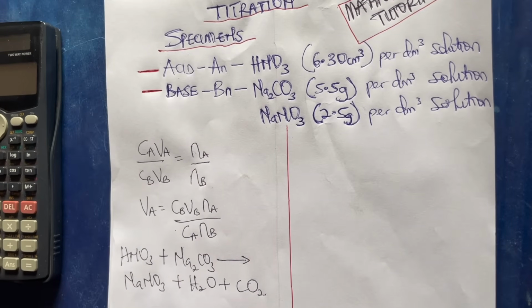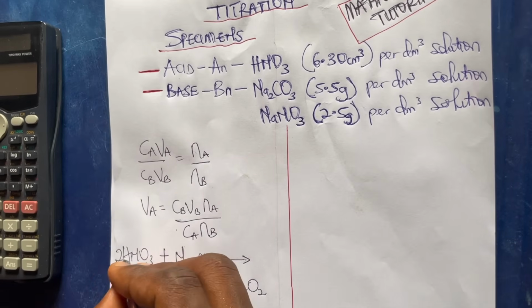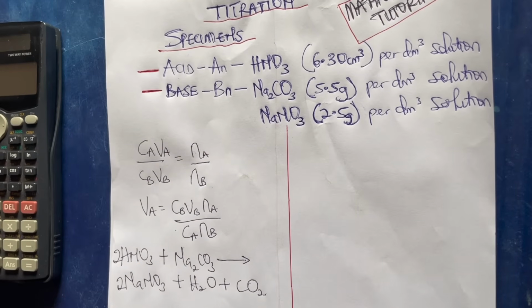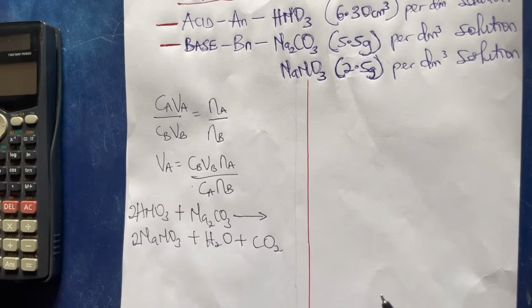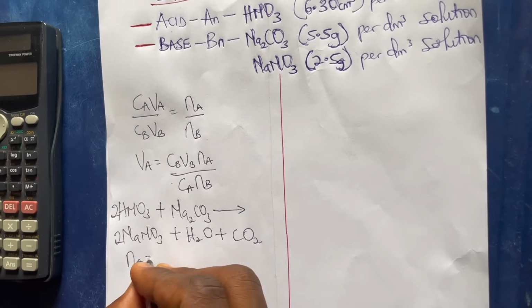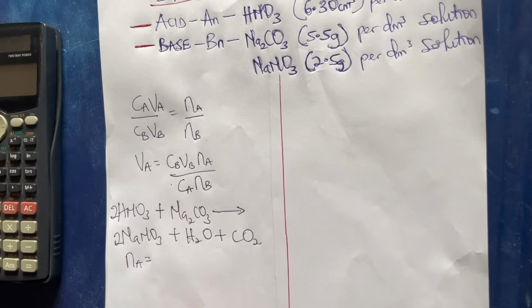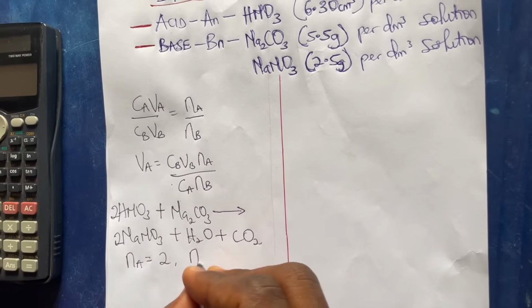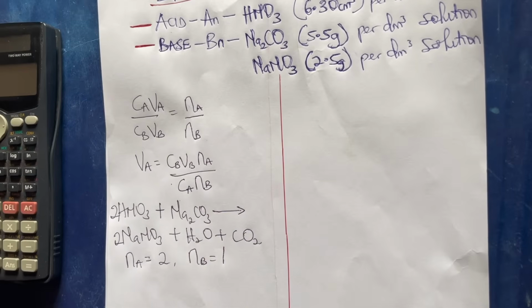Balancing this reaction, if 2 is here, then my N also has 2 here. Hydrogen is 2 here, nitrogen is 2 here, sodium is 2 here, carbon is 1, balanced, and oxygen is 6 plus 3, that's 9 on both sides. Yes, it's balanced. As you can see now, my NA, the mole of acid, is from here, that's 2. Then my NB is 1. So I've gotten that.